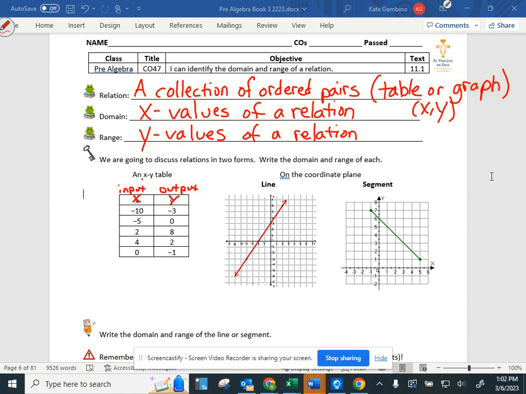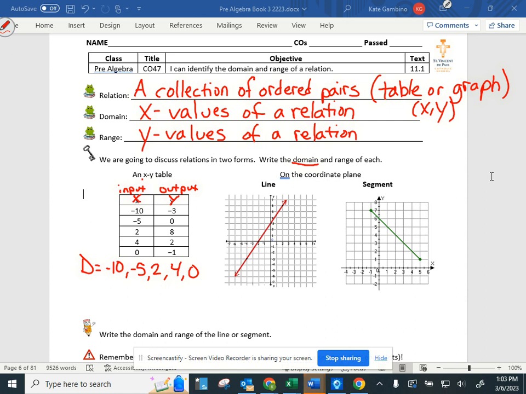So let's think about what would be the domain of this function table. Emily. So tell me the actual domain of this function table. -5, 2, 4, and 0. So you would just list them like that. So when it asks for that domain, you're just listing them.